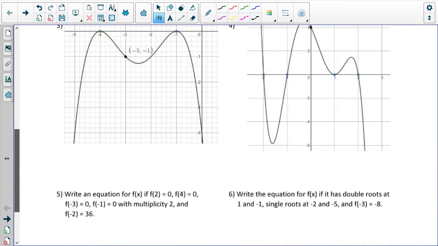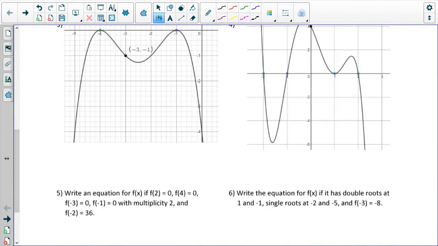Problem 3, it appears that I have two double roots. I have a double root at -4 and a double root at -1. So I have y equals a times (x plus 4) squared times (x plus 1) squared. A should be negative because notice my end behavior is going down in both directions.